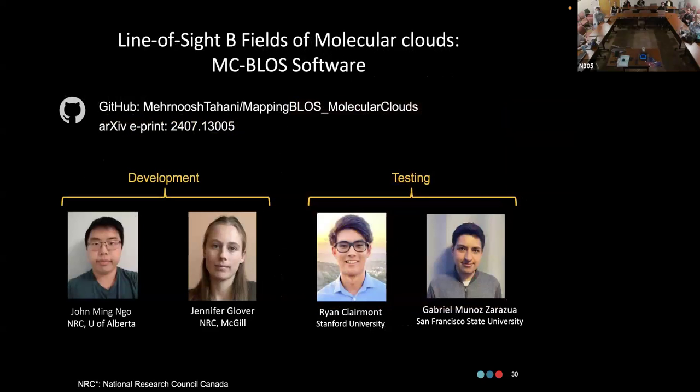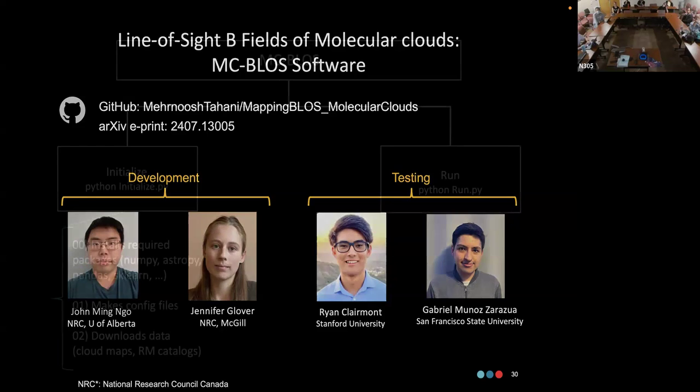So we actually have developed software, CB-LOS, that can carry out this technique in an automated manner with the help of excellent students, John McNaught, Jennifer Glover, Ryan Claremont, and Gabriel Mono-Sarazua. The code is available on GitHub, and the software is available, and we would like more research groups and communities to use and provide us with feedback so we can further improve this software.